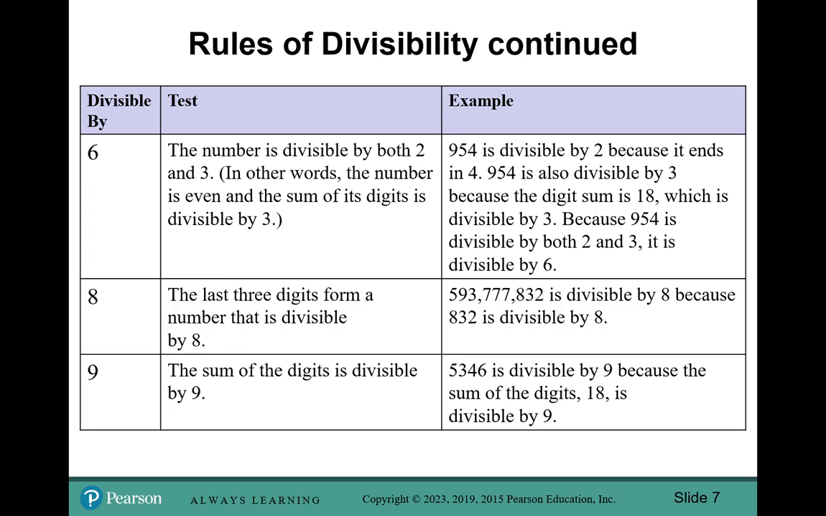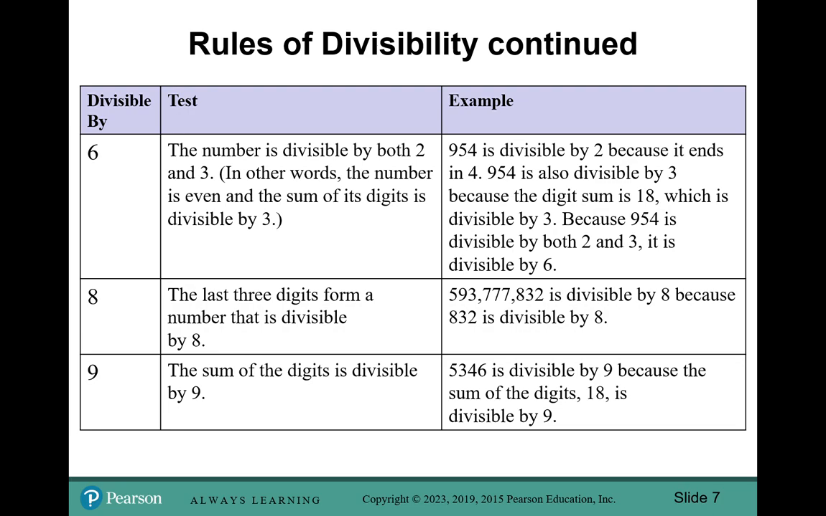Divisible by 8: the last 3 digits form a number that is divisible by 8. So if we look at 593,777,832, that is divisible by 8 because 832 is divisible by 8. So with 4, we had to look at the last 2 numbers. With 8, we had to look at the last 3 numbers. And if those last 3 numbers are divisible by 8, then the entire number itself is divisible by 8.